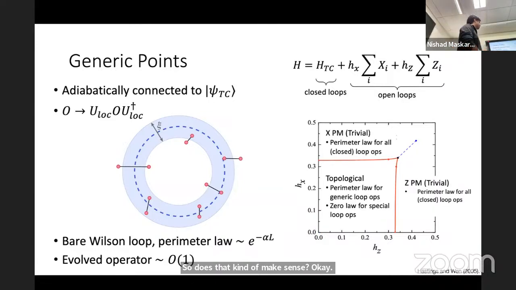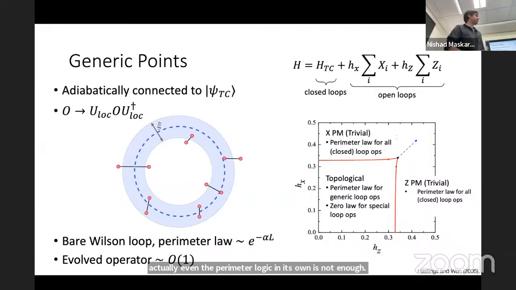Good. So there's this really nice paper from Hastings and Wen, which shows how to construct these unitaries. And the key takeaway is that in the topological phase, you have a perimeter law for generic loop operators. But unfortunately, this perimeter law is also generic for loop operators in the trivial phase as well. So even the perimeter law decay on its own is not enough to characterize whether our phase is topological or not topological.